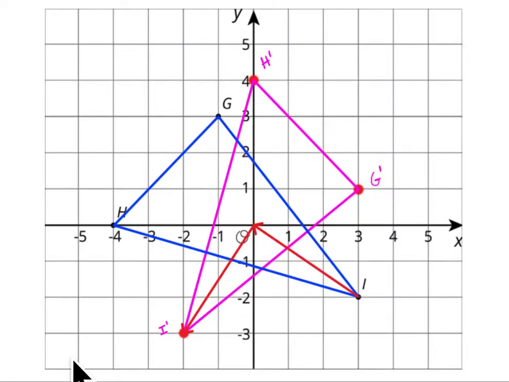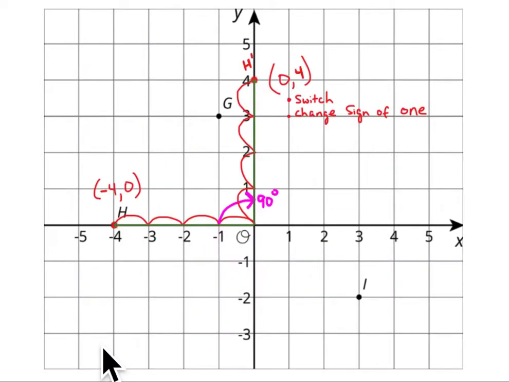All right, so that's I to I prime. It's a 90-degree angle, I to I prime. What about H to H prime? That's a little bit easier because H is on the x-axis. So if I rotate this 90 degrees up here, H is now going to be on the y-axis. So you switch the order, so it's going to become 0, -4, but then you have to change the sign of the -4 to +4. It's because you're going to count up 4 units. So this is 0, 4.